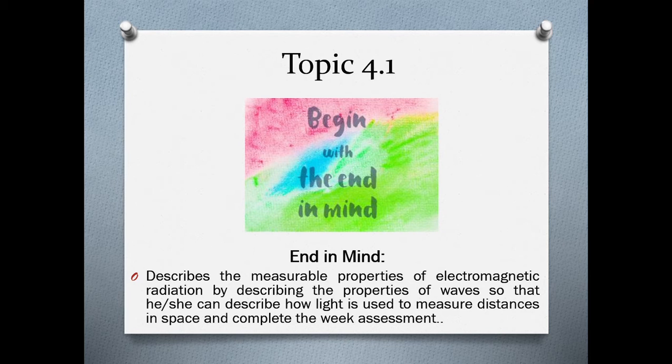Remember that it's always important to start with our end in mind. So for this week, it's the following: describe the measurable properties of electromagnetic radiation by describing the properties of waves, so that he or she can describe how light is used to measure distances in space, and complete the week assessment. I know it's a little bit long, but do not worry, we're going to break down all of this end in mind towards the following parts of the presentation, so you can have a clearer understanding of what this is trying to communicate. This is the first thing that you need to write down on your Word document, so make sure to write it down.